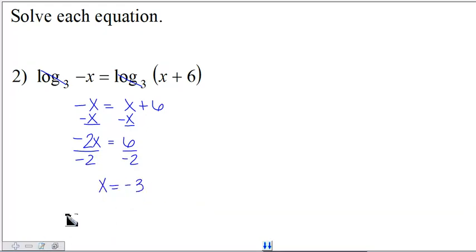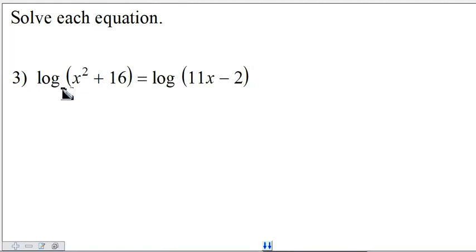Now I'm going to test it. If I take this negative 3 and I plug it in on this side, I get negative negative 3, which is a positive 3, and that is okay. Same thing on the right-hand side. If I put the negative 3 here, when I combine it with the positive 6, I get a positive 3. So again, I'm taking the log of a positive number, which is acceptable, and so my answer is correct.